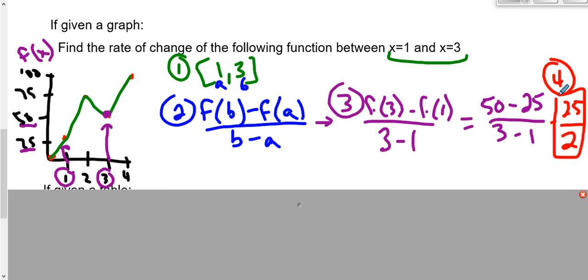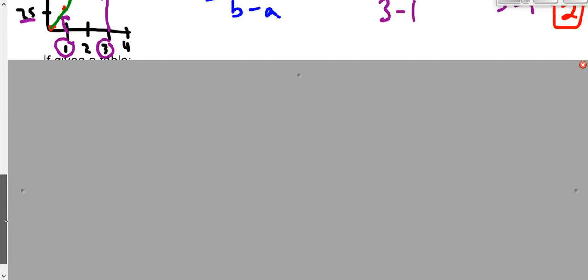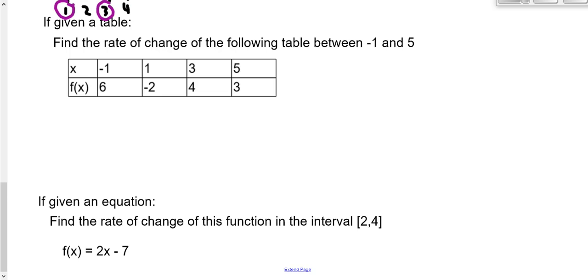So what I'd like you to do now is take a look at the next 2 examples. I have a way to use rate of change given a table. So go ahead and copy this table down into your notes and try to use the rate of change formula we just discussed, f of b minus f of a over b minus a, and try to see if you can find the rate of change between -1 and 5 using this table. And then, after you finish that, go ahead and copy down this equation into your notes and see if you can find the rate of change between 2 and 4 using function notation.